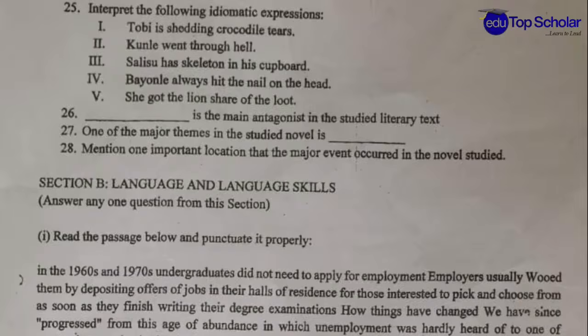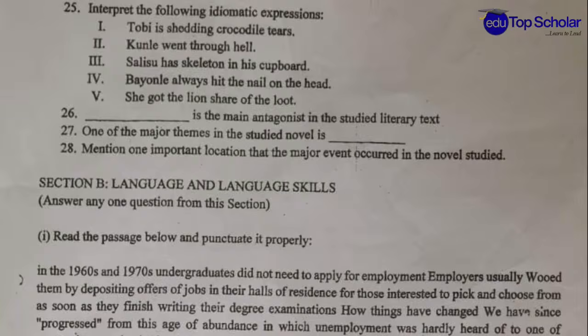Okay, number 28. Mention one important location that the major event occurred in the novel studied. That is Ondo. Mention one important location. That is the setting, the major setting. We have other minor settings like Ibadan, but the major setting is Ondo. So that is all for the objective part.